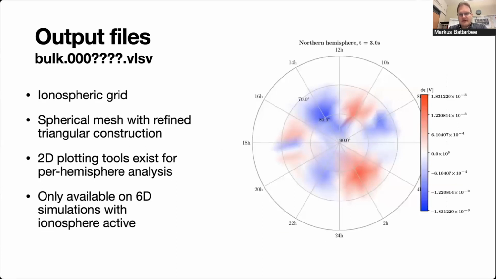The ionospheric grid, I don't have a picture of the actual mesh of the ionospheric grid. It's refined according to parameters in the config file so that you get good resolution near the regions of interest. We have a couple of simple 2D plotting tools for one hemisphere at a time analysis. But of course, you can only plot these if you are running a 6-dimensional magnetospheric simulation with the ionosphere boundary active.